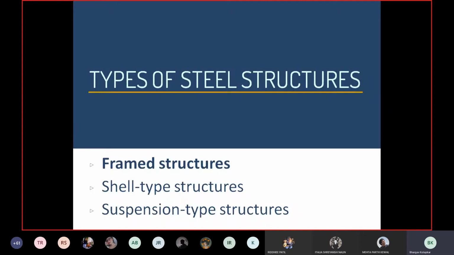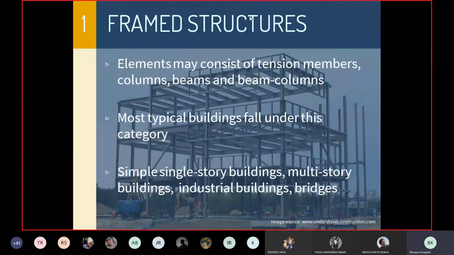This course is devoted to the behavior and design of elements in what are called frame structures. In a frame structure, elements may consist of tension members, compression members or columns, beams and beam columns. The most typical types of buildings fall under this category. Simple single-story buildings, multi-story buildings, industrial buildings, and bridges are all more or less frame structures.